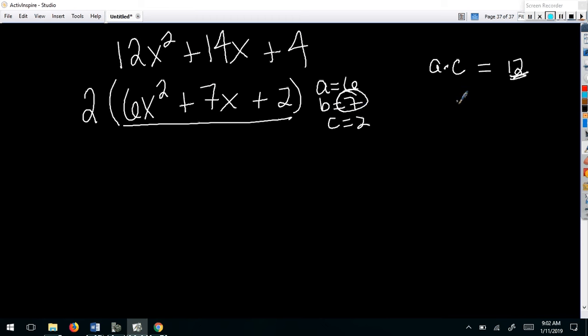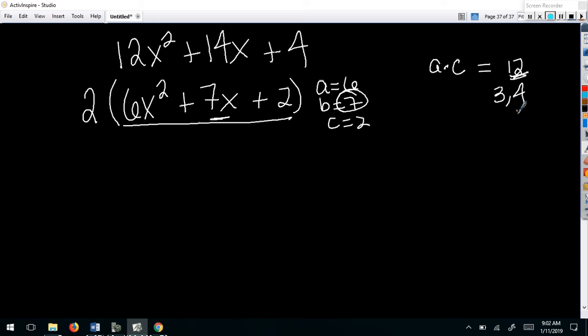Okay? So, it must multiply to 12, but add to what's in the middle. So what? 3 and 4. Yes. Okay. 3 times 4 is 12. 3 plus 4 is 7.